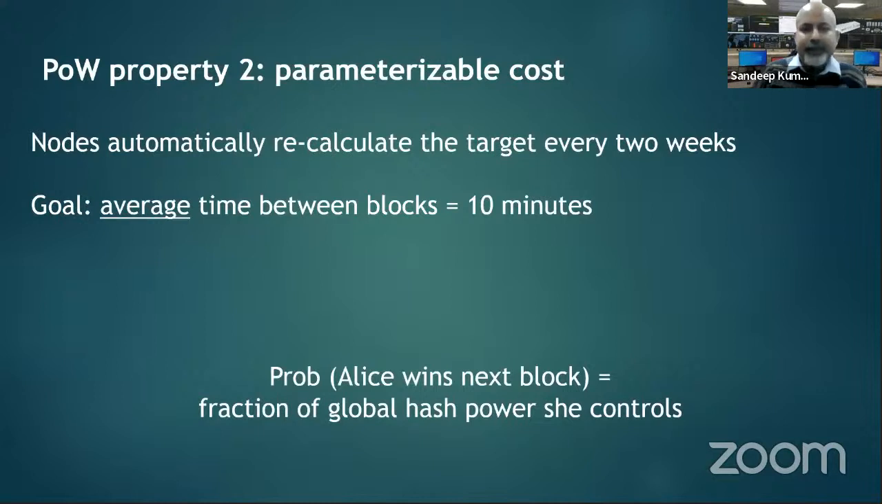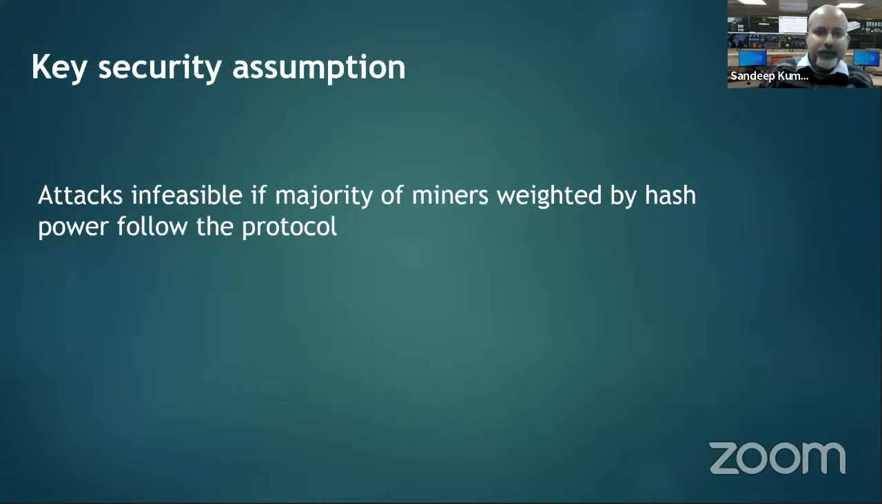So, the probability that somebody creates the next block is a fraction of the total hash power the person controls. So how much hardware you can afford will determine the probability that you will make the next hash. Now, here is a problem: if the majority of the miners, not by number but by the weight of hash power, follow the protocol correctly, then attacks are not possible in Bitcoin.